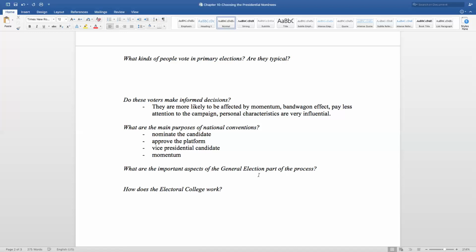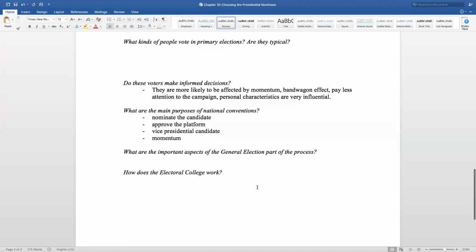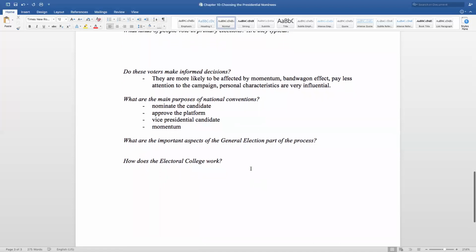Okay, so the Electoral College real quick. Most of you have a pretty good feel for that, but the basics are you need 270 votes to win.